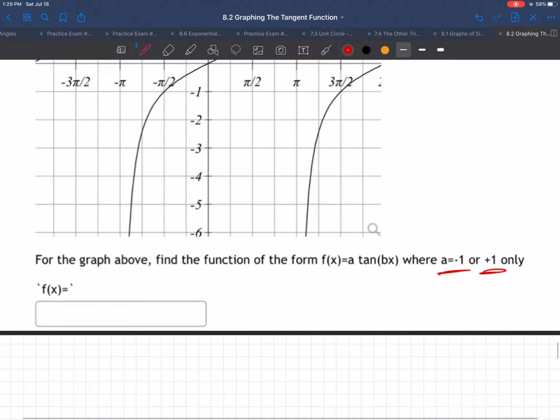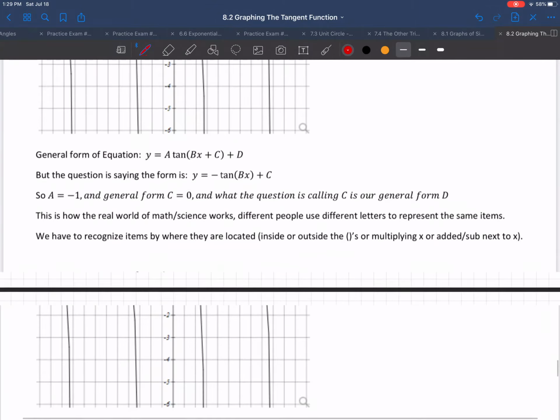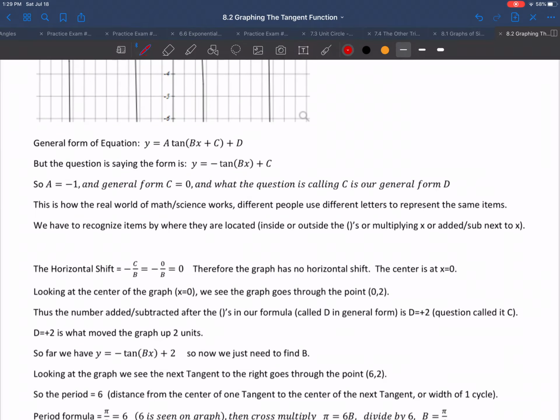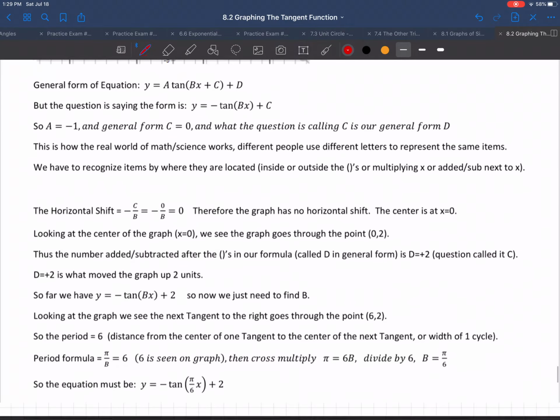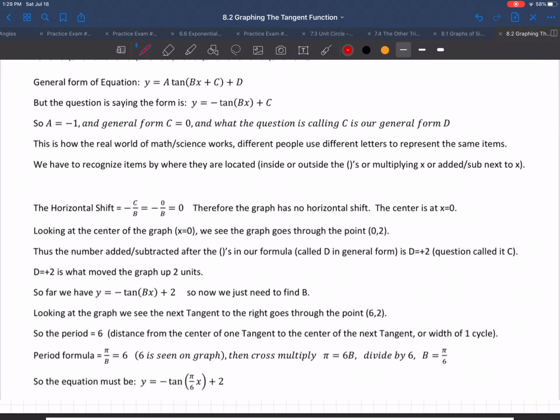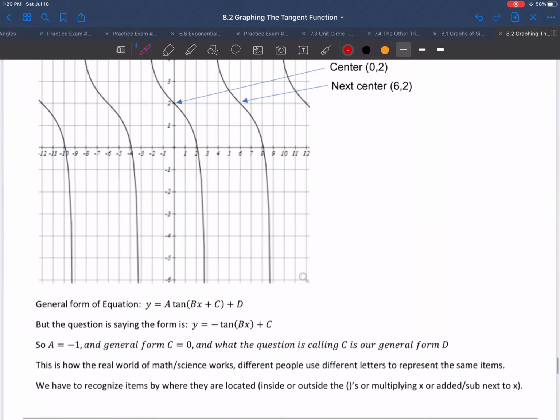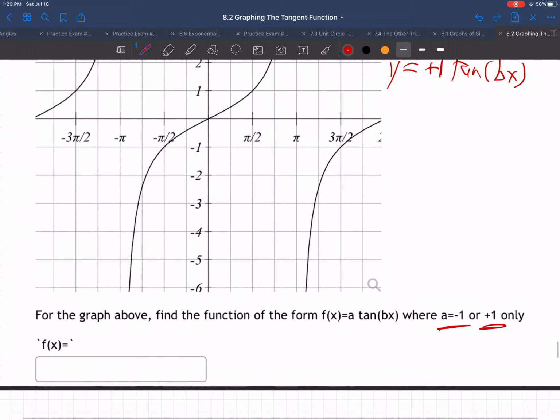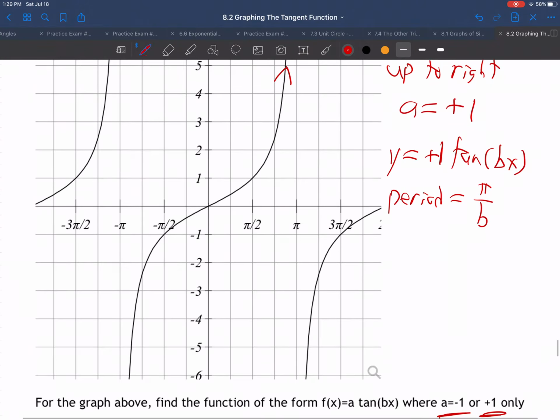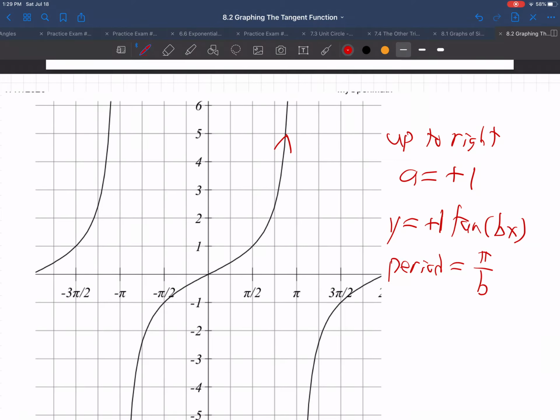Well, how are we going to do that? If you look back at the notes, where do we have it down here? It's all about the period. The period is pi over b. So let's go back, and the period formula is pi over b. So how do we find b? Or sorry, how do we find the period?